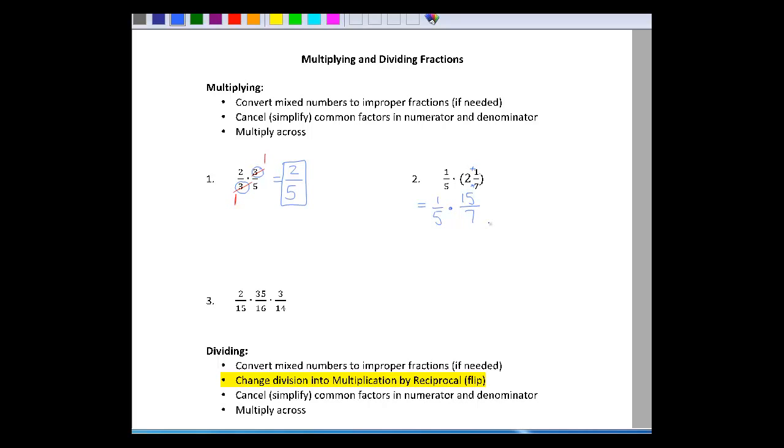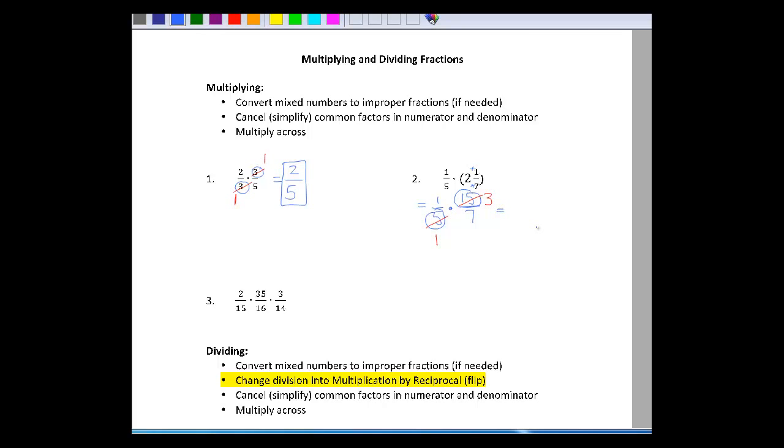That was 7 to begin with, so it's going to stay 7. Now when I look at the numerators and denominators here, I see that this 15 right here and this 5 here have a common factor of 5. In other words, 5 divides into both of those. So I'm going to divide each of those by 5. If I divide 15 by 5, I get 3. If I divide 5 by 5, I get 1.